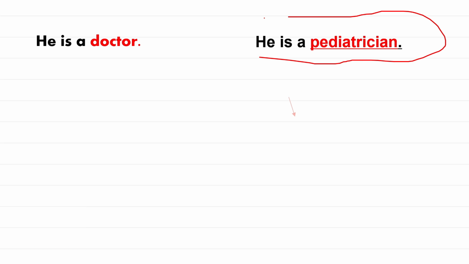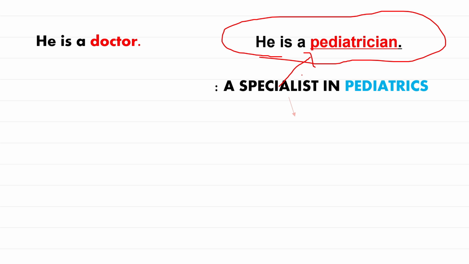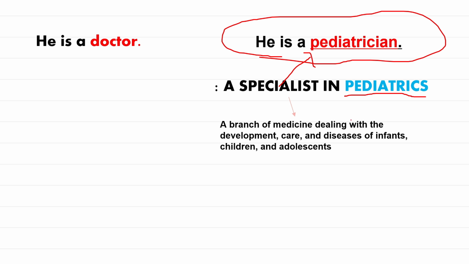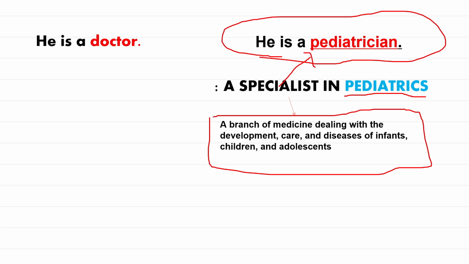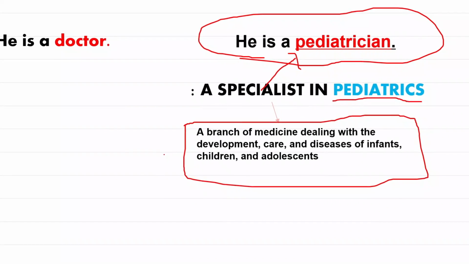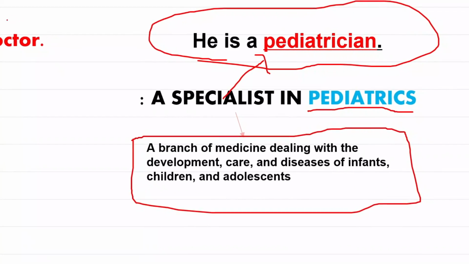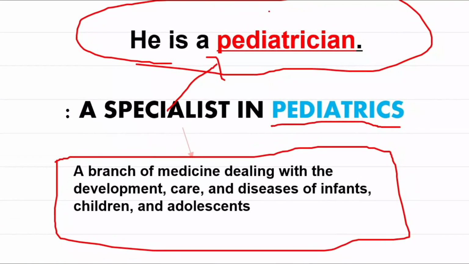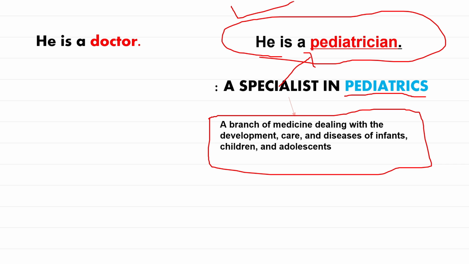But the sentence on the right is more specific. Let's proceed. The doctor on the right is a pediatrician, which is a specialist in pediatrics. Pediatrics is a branch of medicine dealing with the development, care, and diseases of infants, children, and adolescents. It means that the sentence on the right with a pediatrician is more accurate, specific, or particular compared to the sentence on the left.